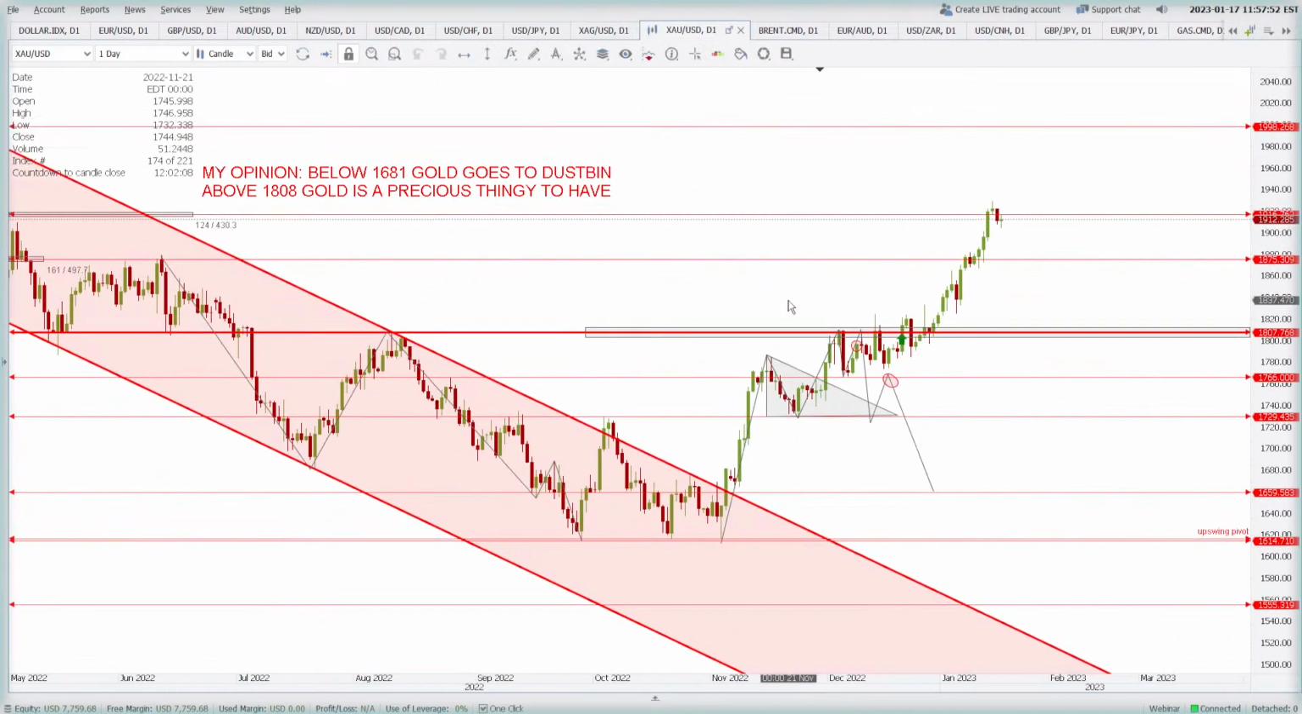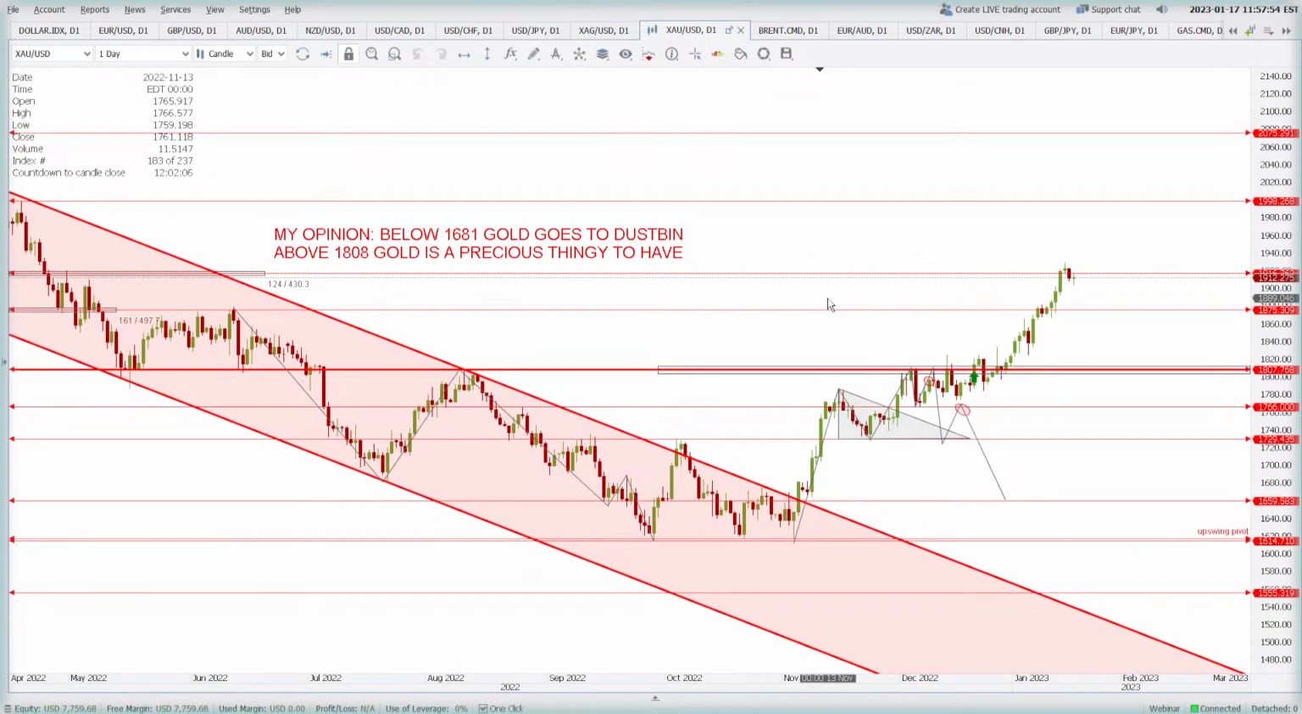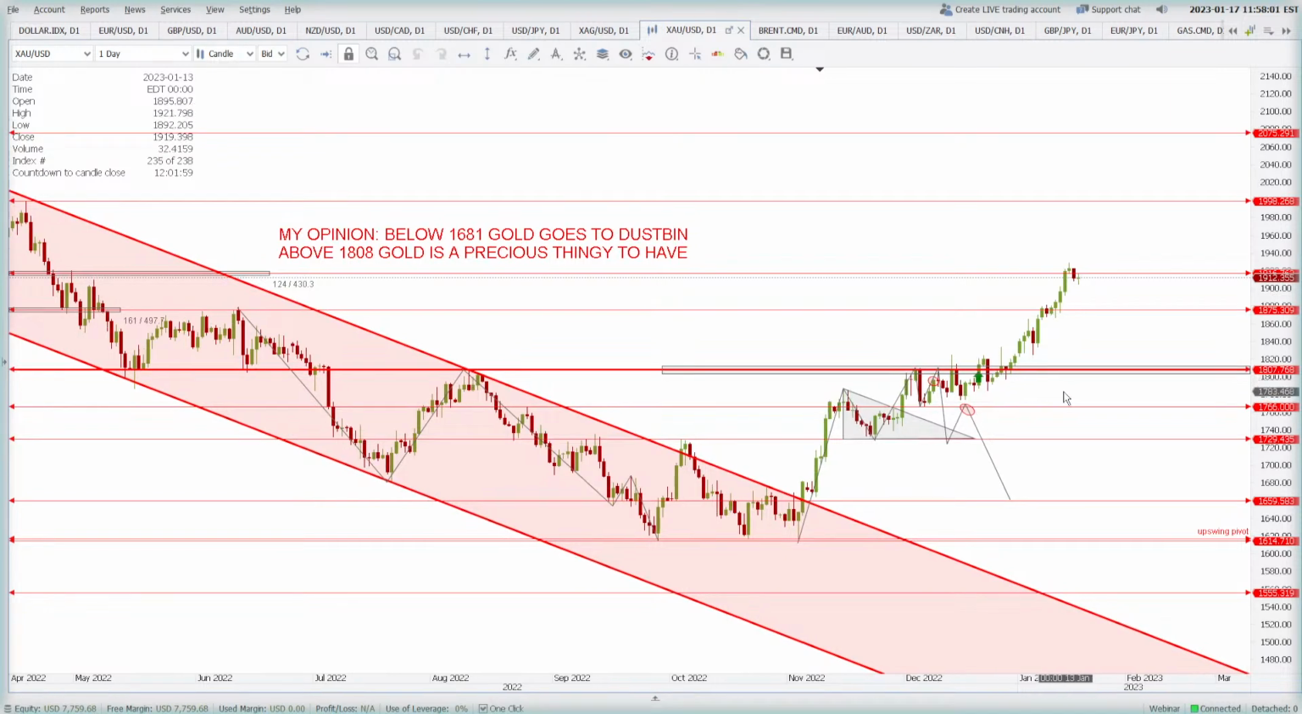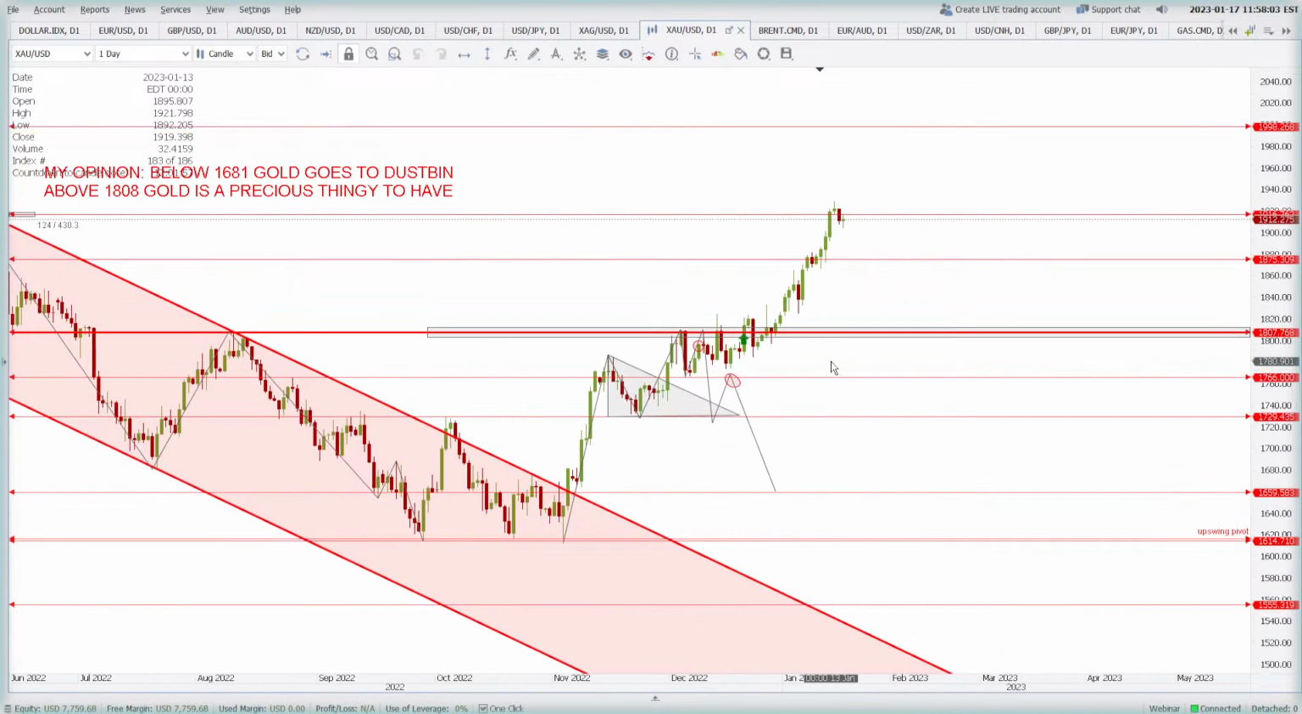Gold is a precious thingy. Well, till the time it is trading above 1808, I'm a buyer in this one. But when will I turn a seller? When will I turn as a seller?